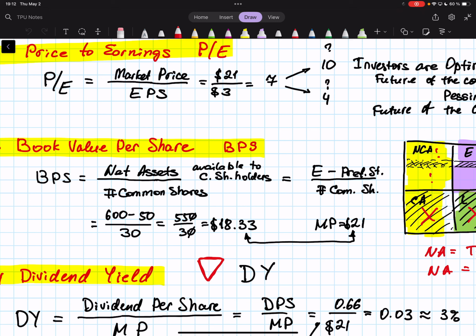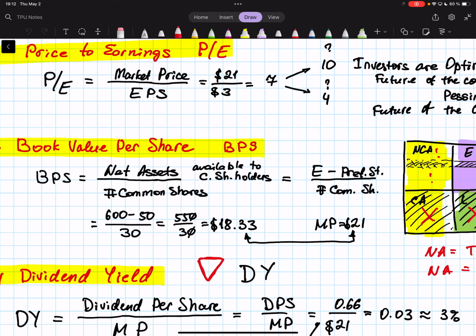So it means that for each stock, we have $18.33 of assets. So this ratio by itself doesn't represent much, but when you compare it to the market price, now you can see. We see that the market price of the stock is 21. The book value is 18. So what does it tell us?